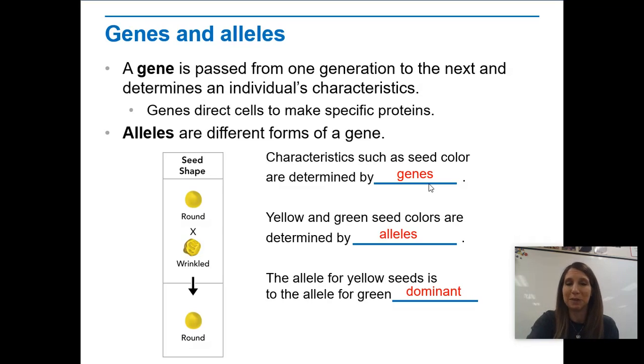And this dominant should be up higher. I'm realizing that right now. The allele for yellow seeds is dominant to the allele for green seeds. So that dominant word needs to be scooted up a little bit if you're jotting that down. But yellow is the dominant color, and what that tends to mean is that it's not necessarily that it's more powerful, but you can maybe think about it that way.